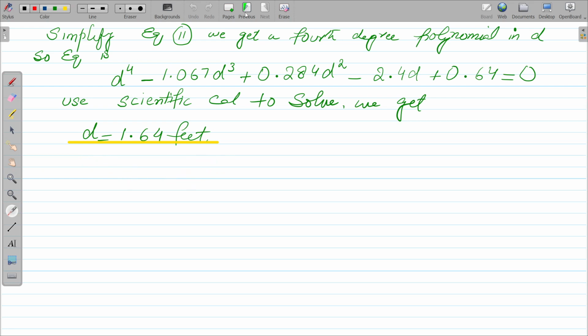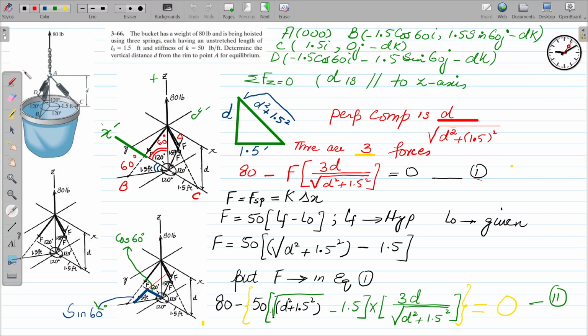So this was our problem. It was a tricky problem, and I hope you have understood this problem.